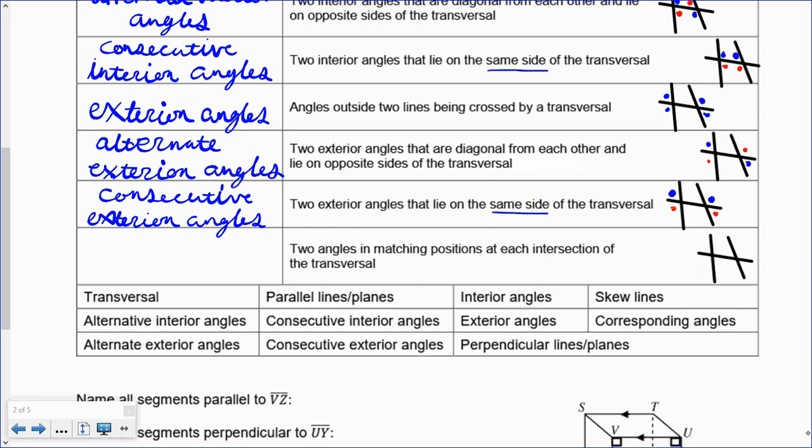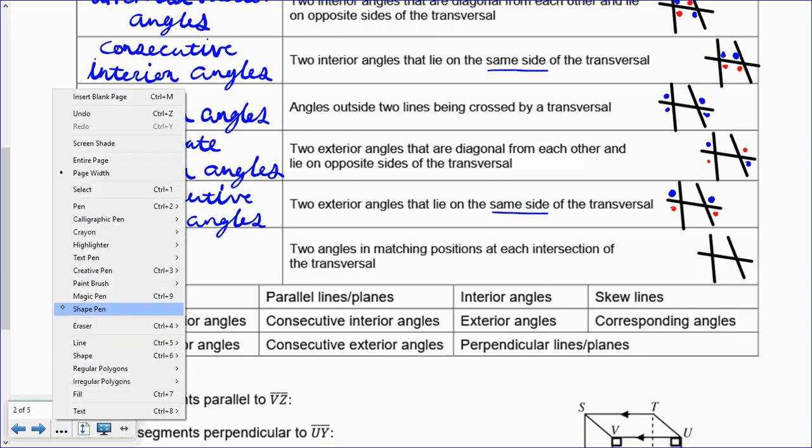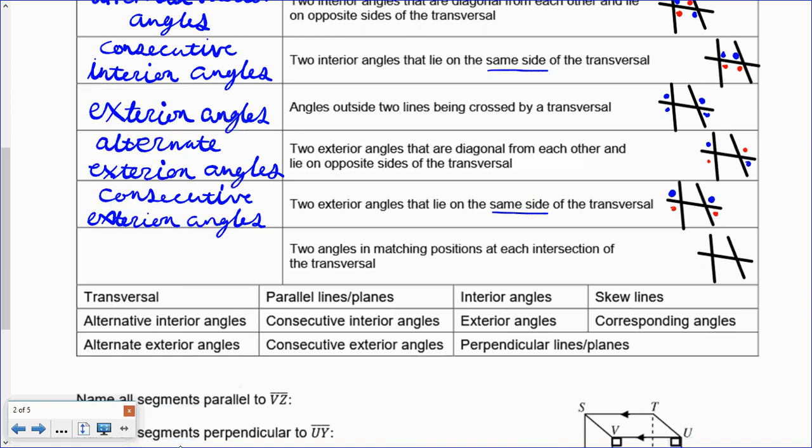Remember, the exterior versus interior tells you where their position is. Consecutive versus alternate tells you whether they should both be on the same side of the transversal or be diagonal from each other. All right, is everybody good up until this spot? Yes, there's only one word left. The last one is corresponding.